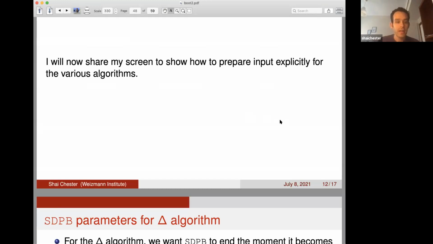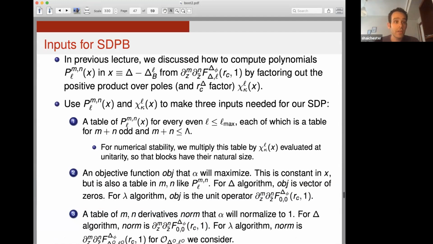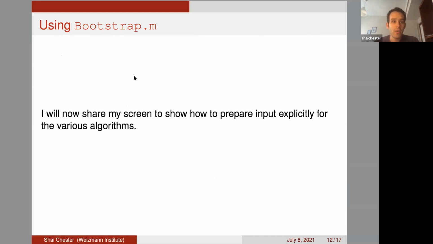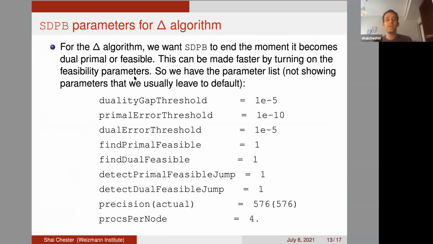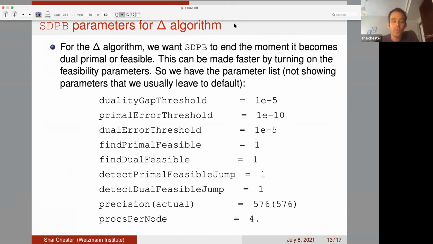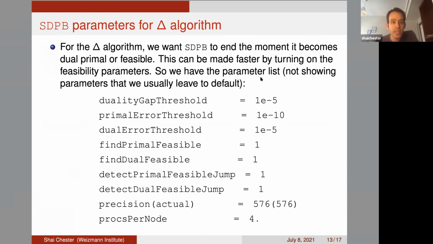Okay, great. So I just described how to create the explicit input. So now let me describe how SDPB is now going to process this input. For the scaling dimension algorithm, we want SDPB to end the moment it becomes either primal or dual feasible. Because as mentioned, in most cases, this implies that it can't be the other. So this will say whether the function alpha exists or does not exist. We can make this process faster by turning on the feasibility parameters, which I'll describe in a moment.